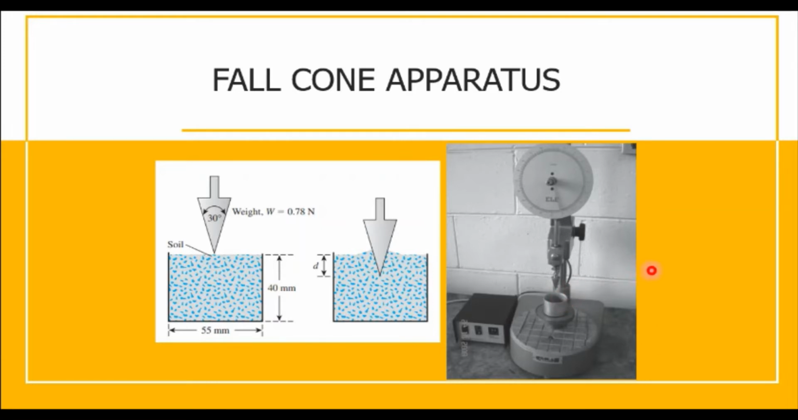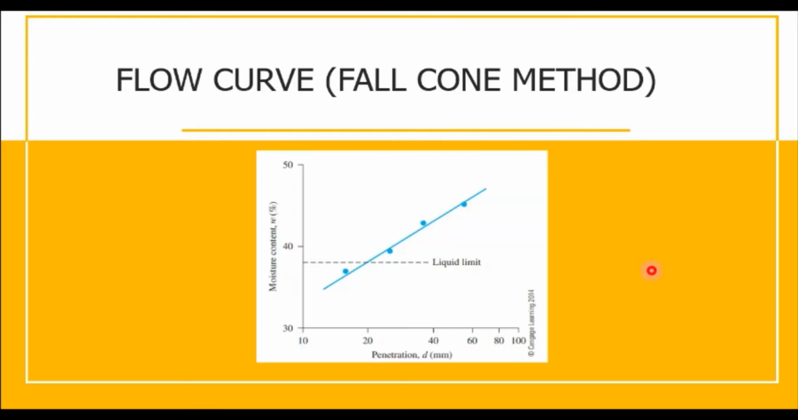So, yung flow curve by fall cone method ay ganito. So, we also plot the moisture content versus the penetration. At corresponding moisture content, may penetration ng cone. So, there are 4 trials here. At yung liquid limit, or yung moisture content na nakatapat sa 20 mm penetration, that would be the liquid limit of the soil. And that is how you measure the liquid limit using fall cone method.